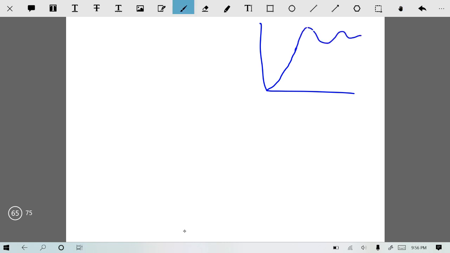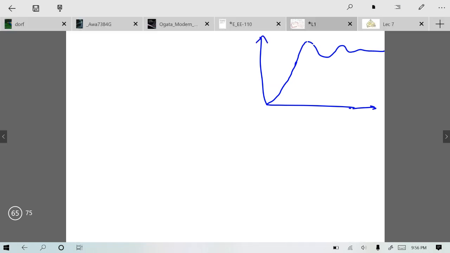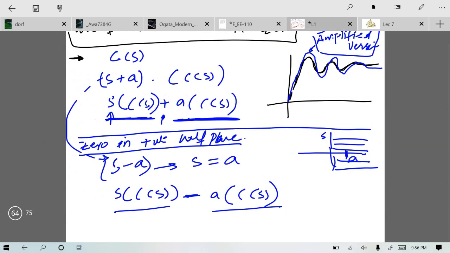If this was the original response of the system, let's say this was C(s). So this term denotes the slope of C(s), and this term denotes the value of C(s) multiplied with some factor a.